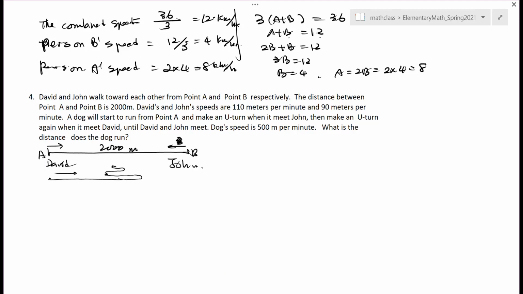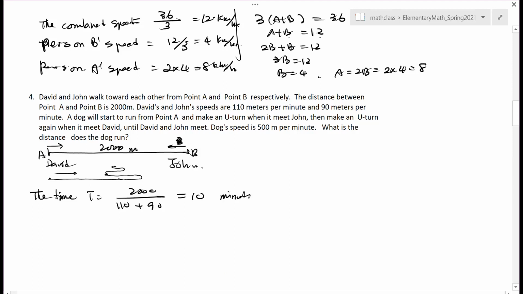But that is the time when David and John meet. So we have to find the time. Time t is going to be 2000 divided by David's speed plus John's speed, that's the combined speed, and this gives you 10. So that means in 10 minutes, David and John meet somewhere here.